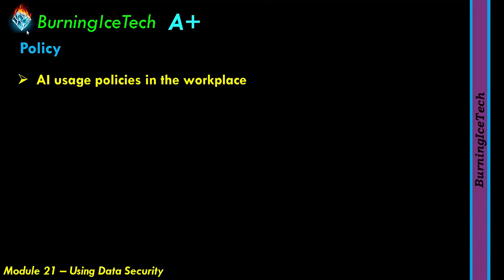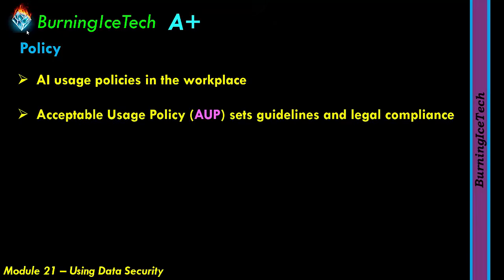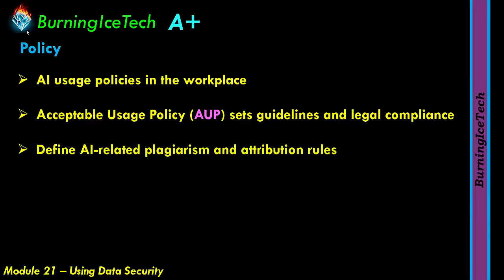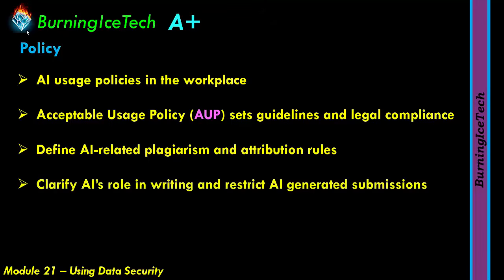So you'll find that most companies these days, if they don't have it already, will probably start enforcing some form of acceptable usage policy, in other words AUP, which sets guidelines and legal compliance as to what you're allowed to use AI for in your company and what not. If you start deviating from that, you can land yourself in some serious hot water, to the point where you can get sued or even go to prison. Be very careful, guys, what you use AI for. Also, the policies will normally define AI-related plagiarism and attribution rules. They will also clarify AI's role in writing and restrict AI-generated submissions. So these policies will say what you're allowed to use AI for and what you're not allowed to use it for, in a nutshell. Think of them as guidelines.